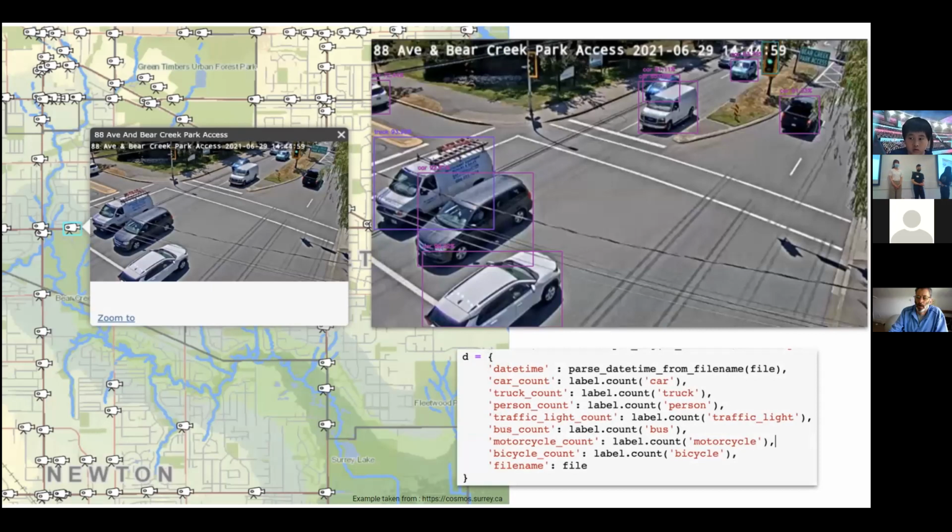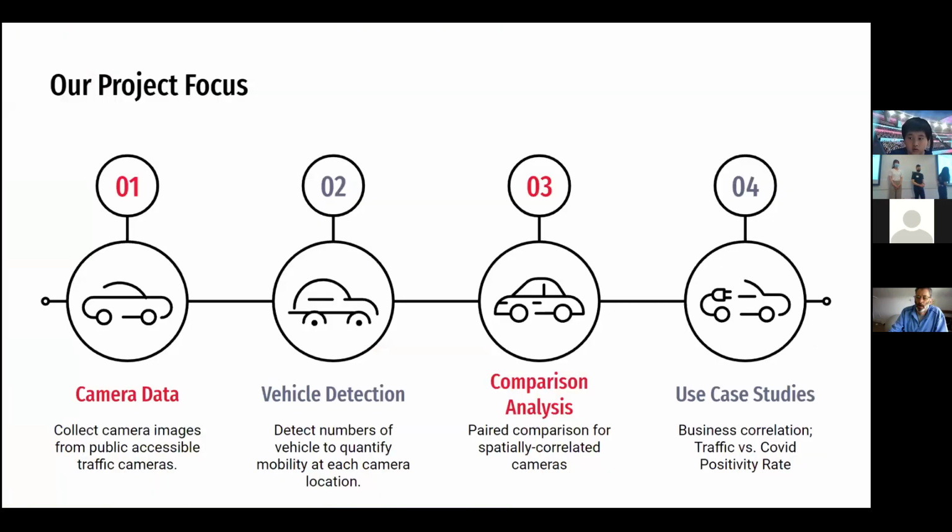types of vehicles. And our project focuses on the following parts, starting from the camera data and the vehicle detection we just mentioned. We also did camera comparison analysis between spatially correlated cameras, and we also present several use case studies. For example, correlation of the mobility level with business sites and traffic versus COVID positivity rate.